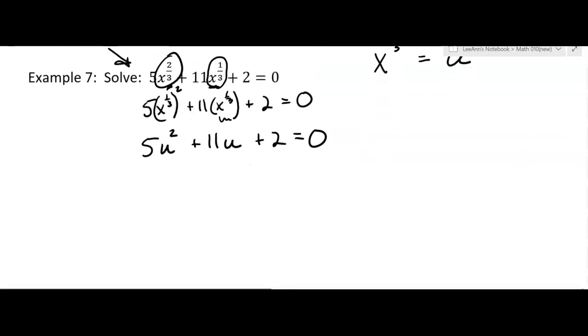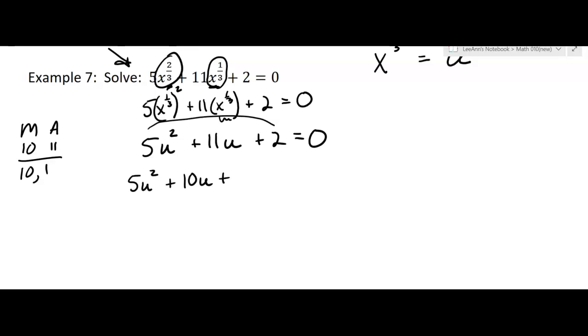So now I'm going to write this as 5u squared plus 11u plus 2 equals 0. Okay. So I'm hoping that this factors. I'm going to show you the AC method just so you can see it again. I need two numbers that multiply to be 10 and add to be 11. And that's going to be 10 and 1. So I'm going to write 5u squared plus 10u plus 1u plus 2 equals 0.